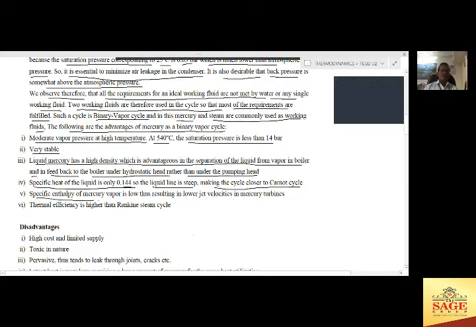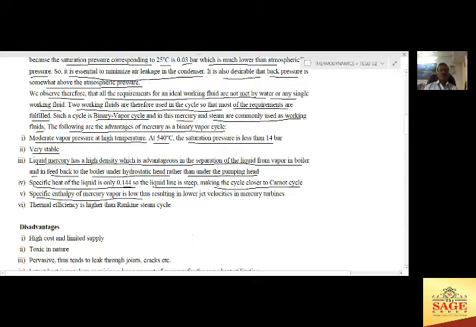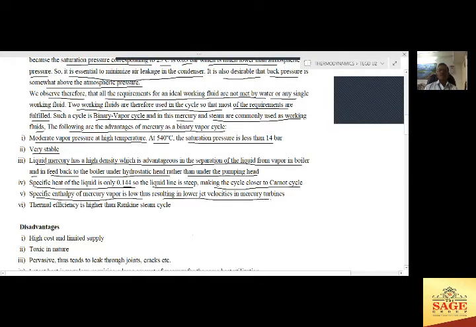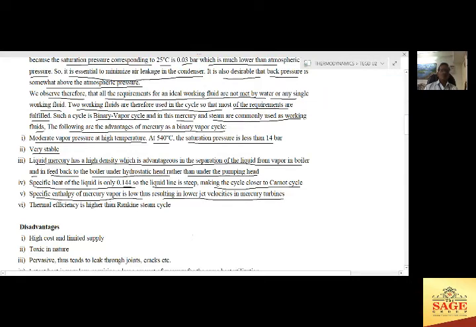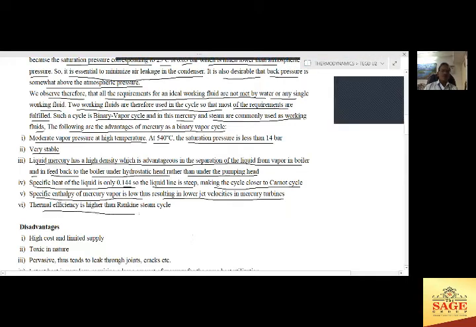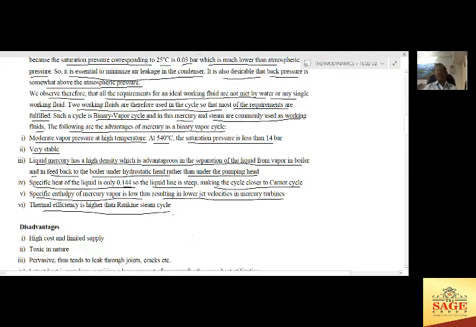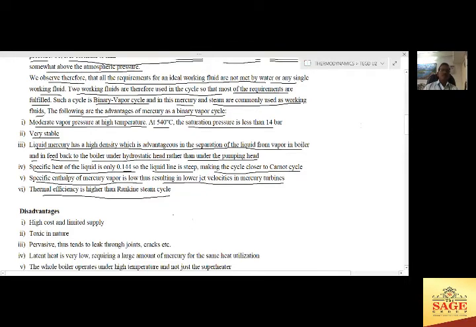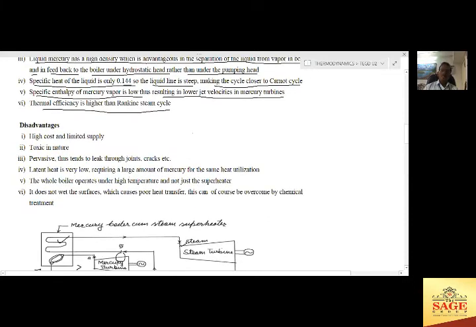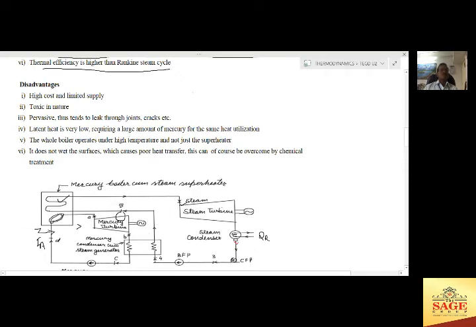Specific enthalpy of mercury vapor is low, thus resulting in lower jet velocity in mercury turbines. Because the specific enthalpy is low, it will give a lower jet velocity in the mercury turbines too. Thermal efficiency is higher than the Rankine steam cycle. If we are using mercury as the working fluid, then it will increase the efficiency in comparison to the Rankine cycle. But there are some disadvantages.